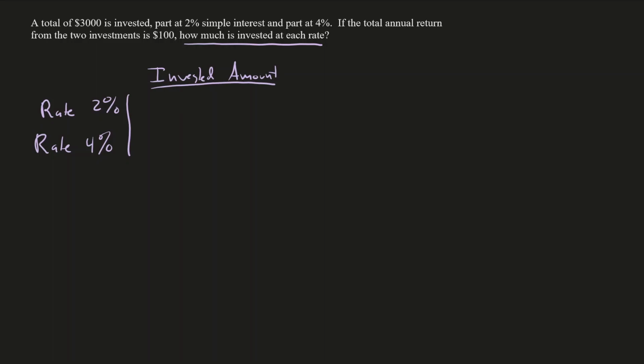I'm going to define x as the amount invested at rate 2% and the amount y as the amount invested at the rate 4%. Now we have additional information, which is our interest rate. We have 2% simple interest, so the interest rate here is 0.02. Remember, percent means per 100. So when you're doing these problems, you're always going to have to write them as a decimal. Likewise, the 4% rate has an interest rate of 0.04.